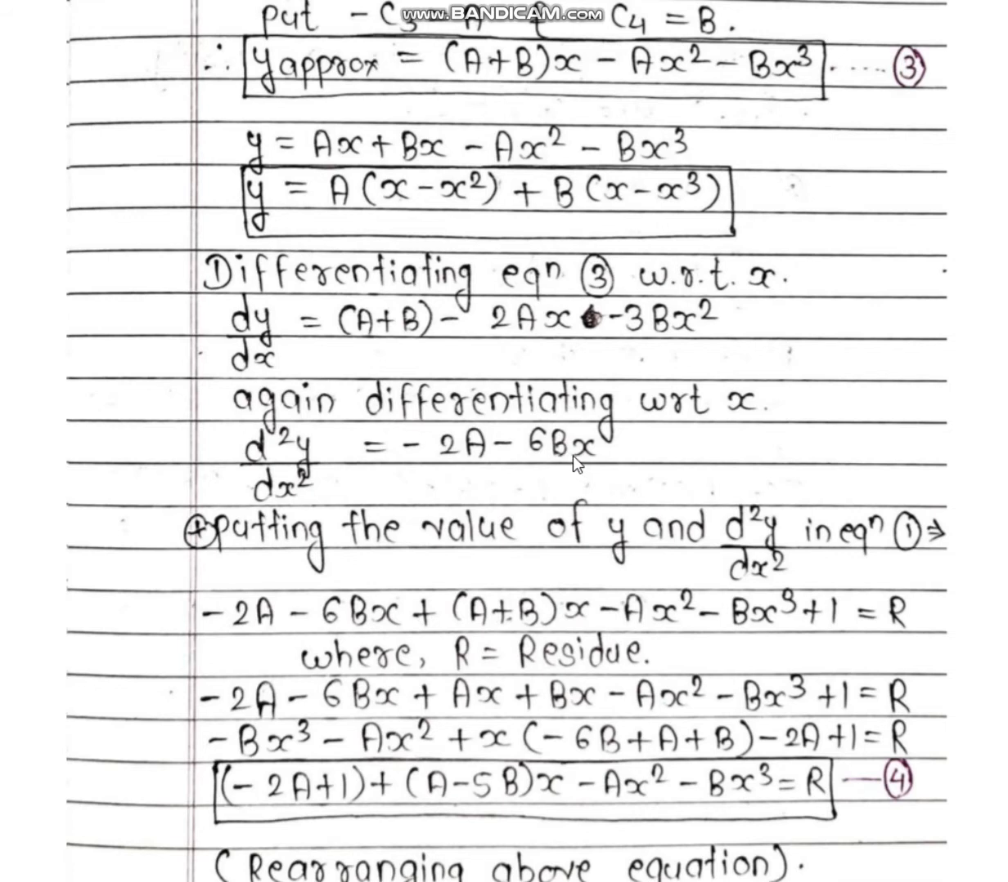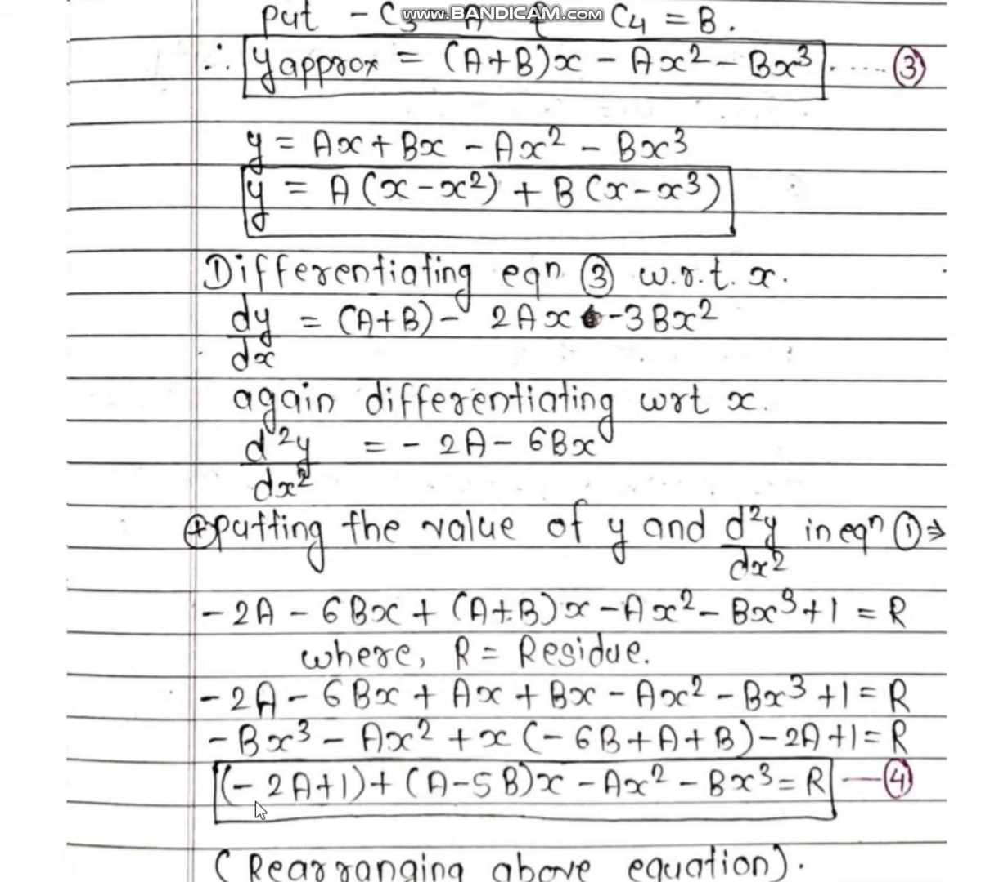If you rewind the video, you will get the equation number 1, that is d2y by dx square plus y plus 1 equals to 0. So we have to substitute these values, and in place of 0 we have to write r. R means residue. So we have to simplify it and write in terms of increasing power of x.